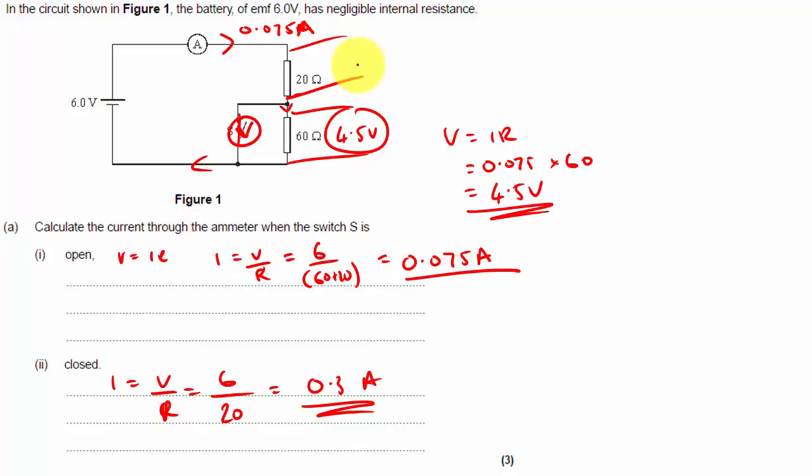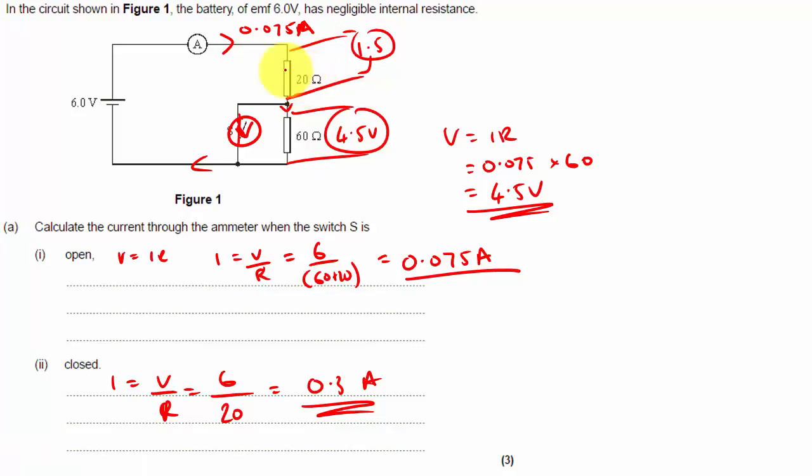Kirchhoff's voltage law has to apply in this situation. So this 6 volts is shared out. That's the voltage across the entire circuit, so it must be the same as the sum of the voltage across all the components in the circuit in series. So I'm guessing that this should be equal to 1.5, because 4.5 and 1.5 add up to 6. But we can check it.